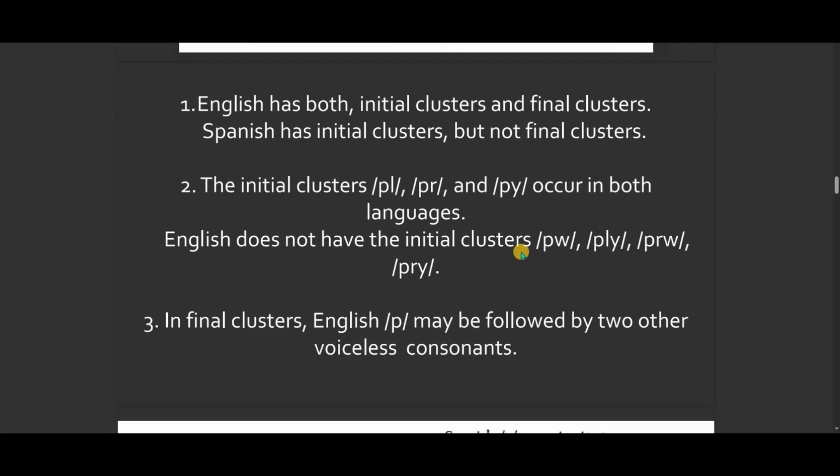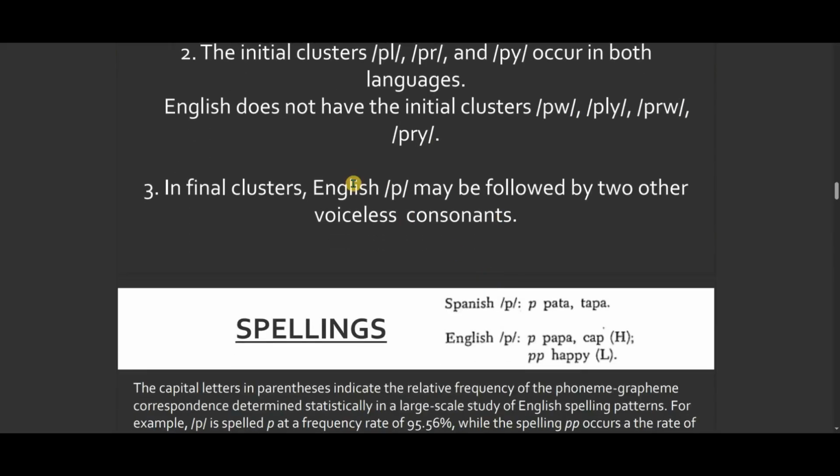Okay, so going back, we can say that English has both initial clusters and final clusters. Spanish has initial clusters but not final clusters. Number two, we can tell that the initial clusters PL, PR, and PY occur in both languages, Spanish and English. And English does not have the initial clusters PW, PLY, PRW, and PRY. Number three, in final clusters, English P may be followed by two other voiceless consonants.